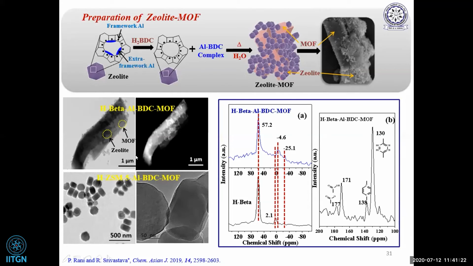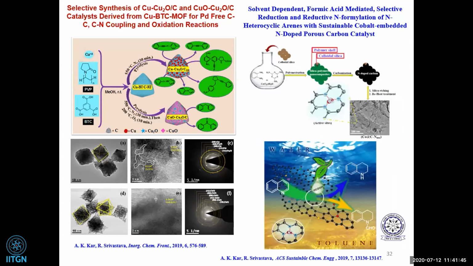You can see from the TEM that MOF has been grown, and from the solid state NMR we have shown that the extra framework peak disappeared and was converted into the MOF peak. So that shift in the peak was observed. That was confirmed by solid state NMR and TPD, and we have done some catalysis of this material. Now, MOF is not very good for catalysis, but it is very good for developing different kinds of catalytic materials, which is not possible to get directly.